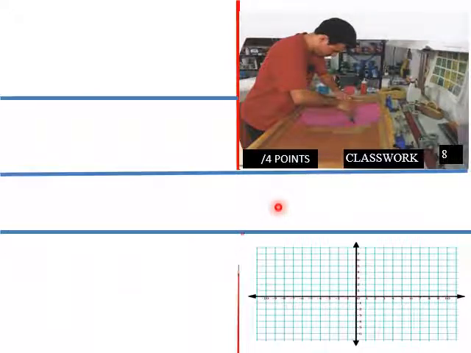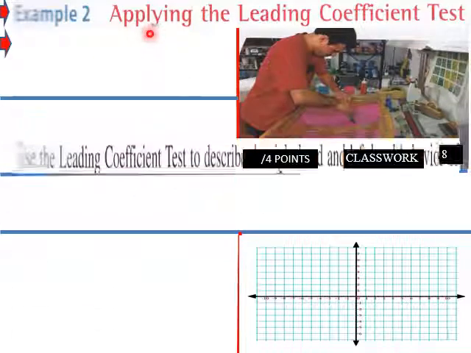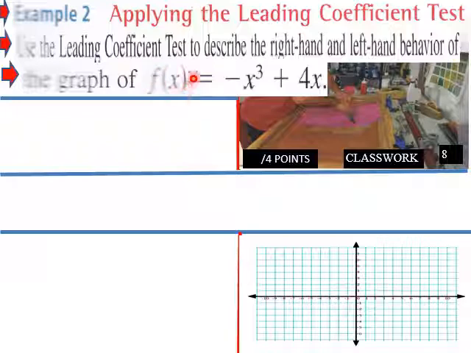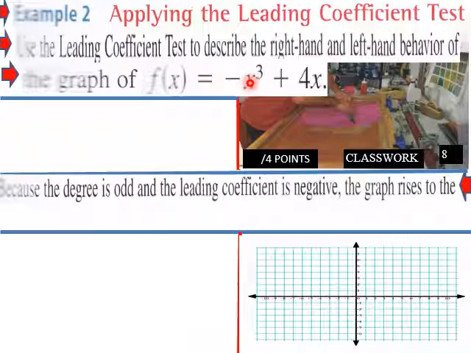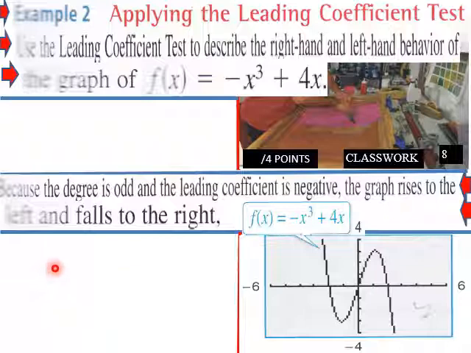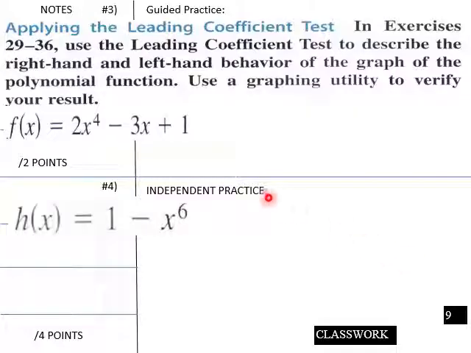So on to example 2, applying the leading coefficient test. Use the leading coefficient test to describe the right-hand and left-hand behavior of the graph of this function. So because the degree is odd and the leading coefficient is negative, the graph rises to the left. It starts up here, but from left to right, it moves generally in a negative manner like that. So it is falling on the right-hand side of the graph.